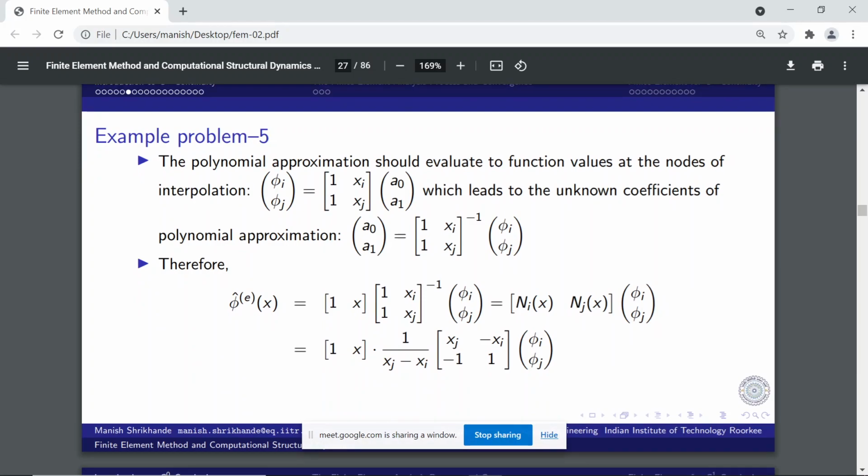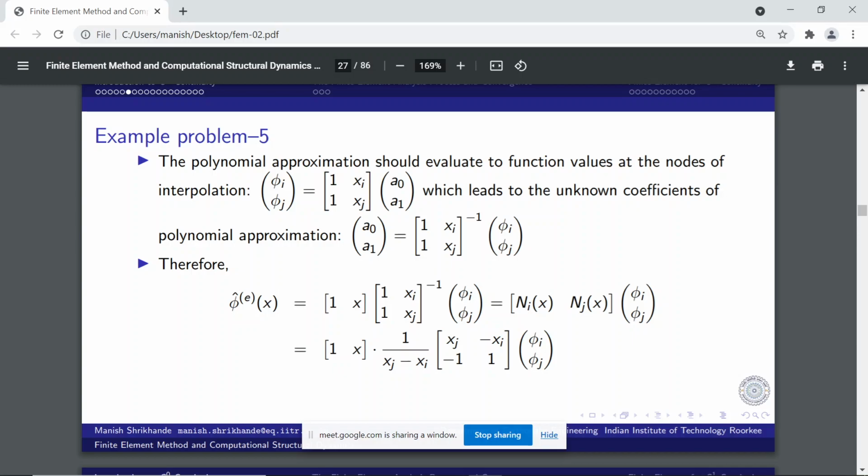And the polynomial approximation, as we know, the nodes are included in the domain. So whatever approximation we construct over an individual element, it should agree with the values of the primary variable at the nodes of those elements. So if I construct the approximation for any generic element E as phi i Ni plus phi j Nj, then if I evaluate this at x equal to xi, I should get the value of phi i returned. So the general first degree polynomial is a0 plus a1x.